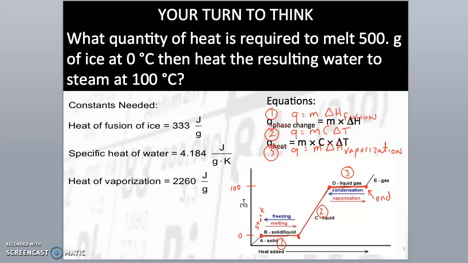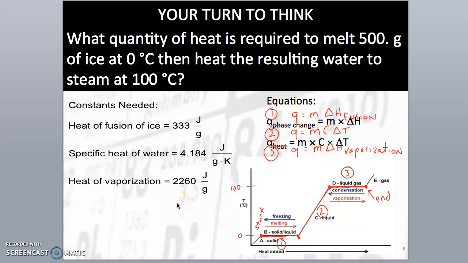Another question here for you. We're going to melt 500 grams of ice at 0 and then heat the resulting water to steam at 100. Again, draw out this heating curve. We're going to start here at ice at 0 degrees C, and we're going to end up here. This is going to require one calculation here. For the second calculation, we'll use Q equals mc delta T, and for the third calculation, we'll use Q equals mass times the delta H of vaporization. The constants are given.